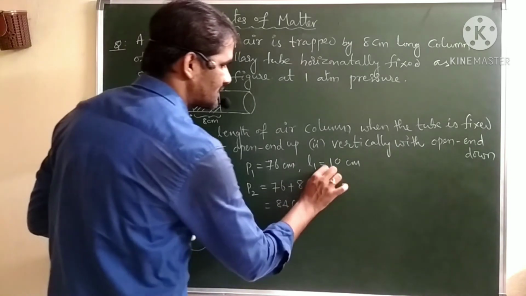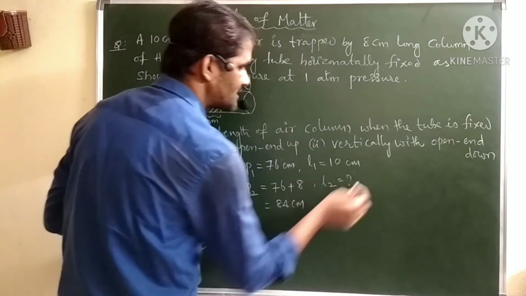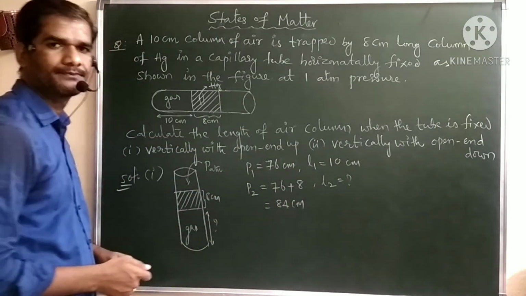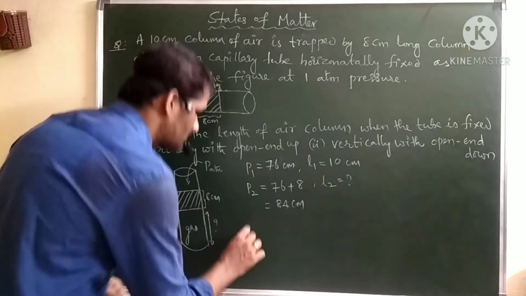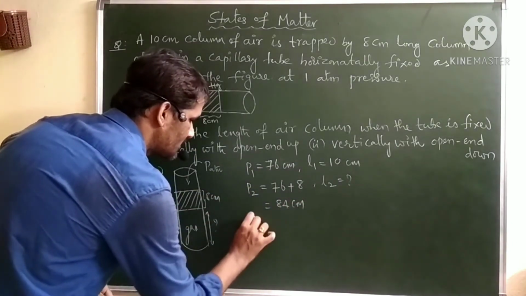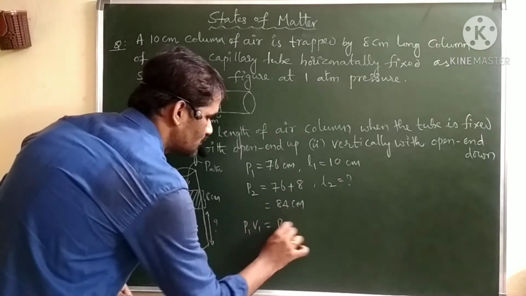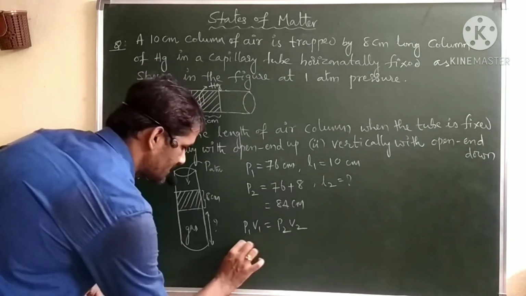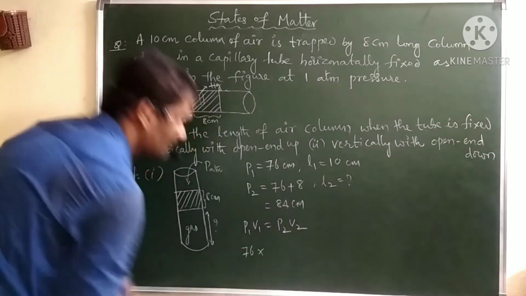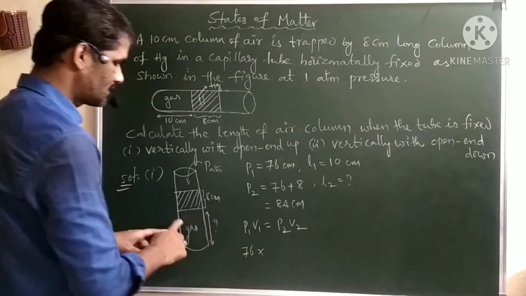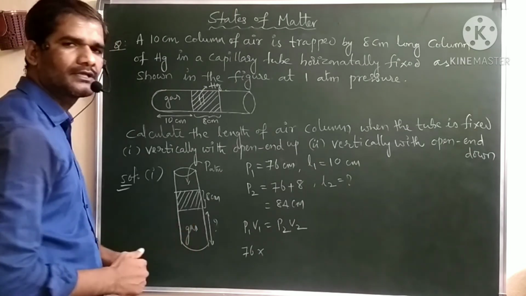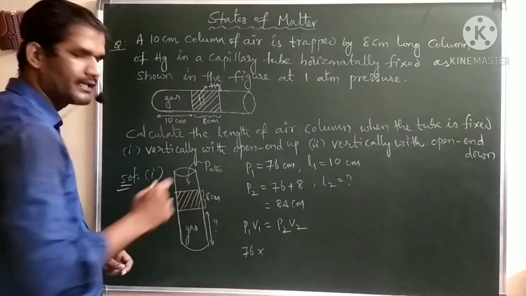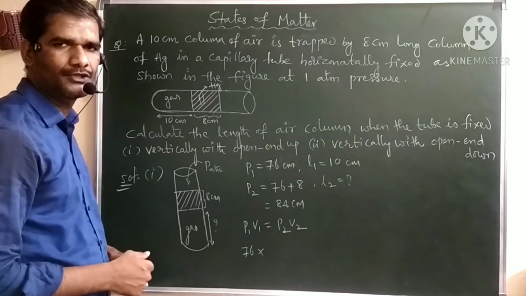And what is the length when you place it vertically opening up? L2 is equal to how much? Now we have the formula P1 V1 is equal to P2 V2. P1 is 76. Then what is the V1? So here the area of cross section for the column is the same in both cases. Why? Because it is the same capillary tube.